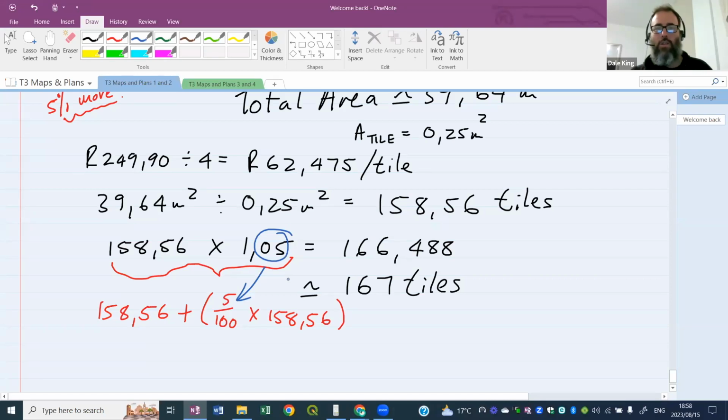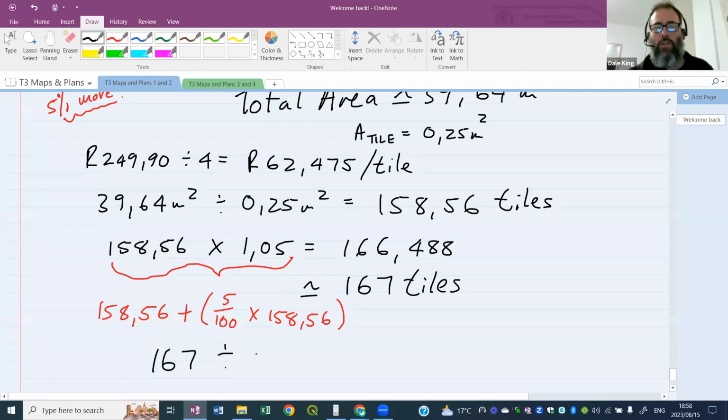So you can use this method if you want, but if you're not sure, use what you know, whatever you're comfortable with. We practiced this quite a bit in the beginning of the year with my class, and it works very well. This is to work out the value of a number with the percentage added on. But you don't have to do that. You can stick with whatever method works for you.